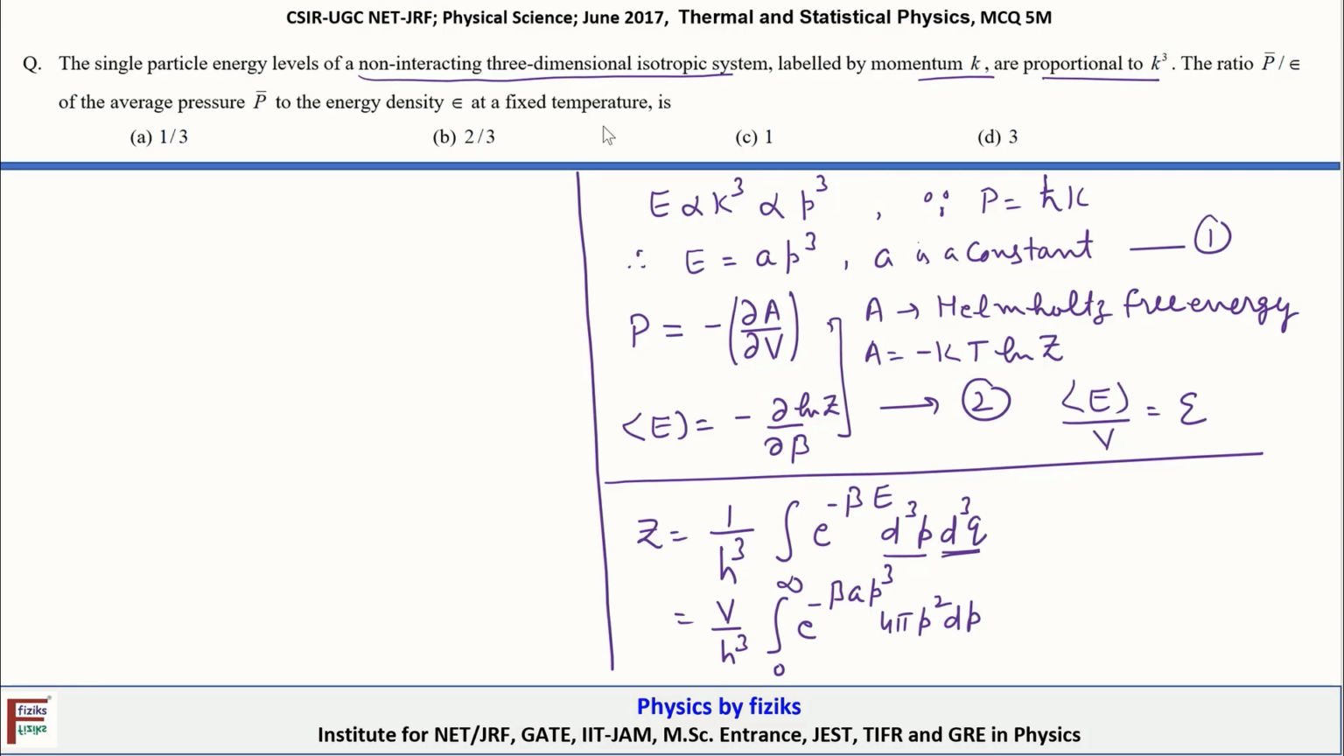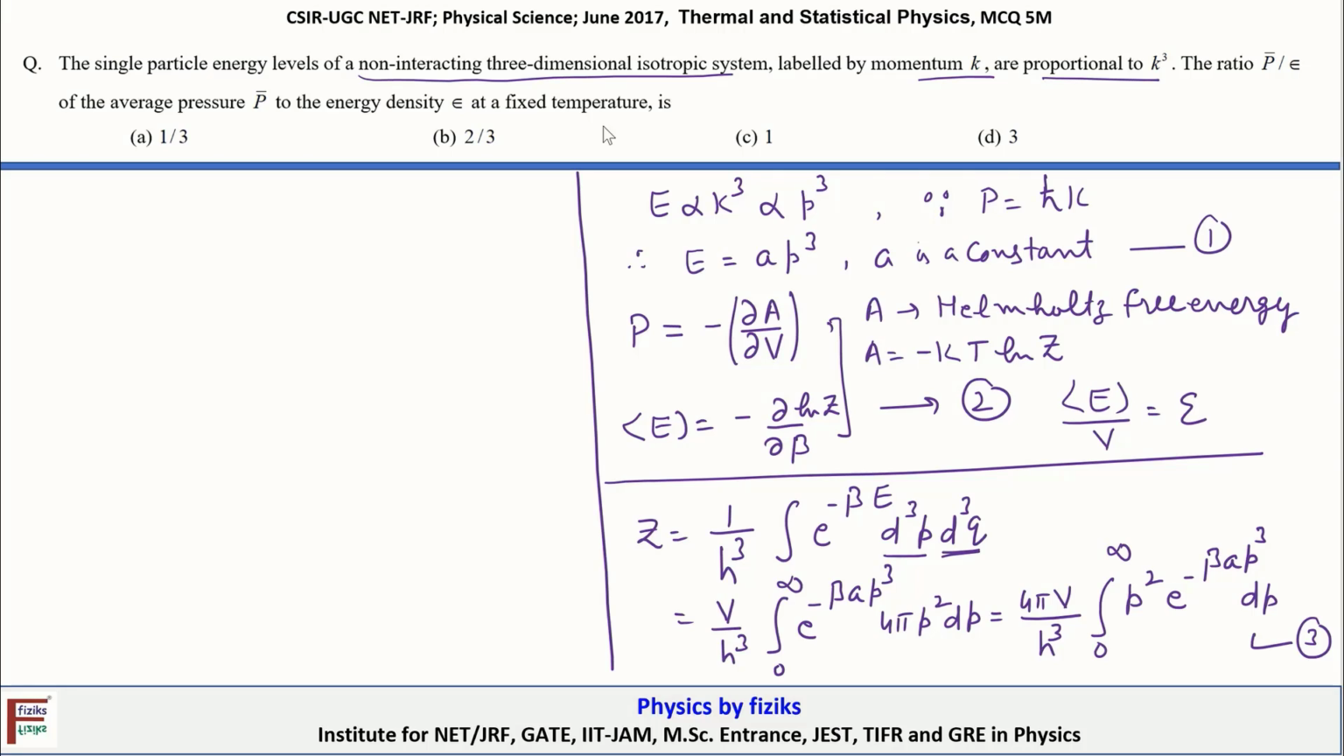Okay, and this is further equal to 4 pi V upon h cube, integral from 0 to infinity of p square exponential minus beta a p cube dp. So let's call this equation 3. Okay, so now if you just take a look at the integral that we have, it's not a general integral that we usually encounter while dealing with the problem of the partition function.